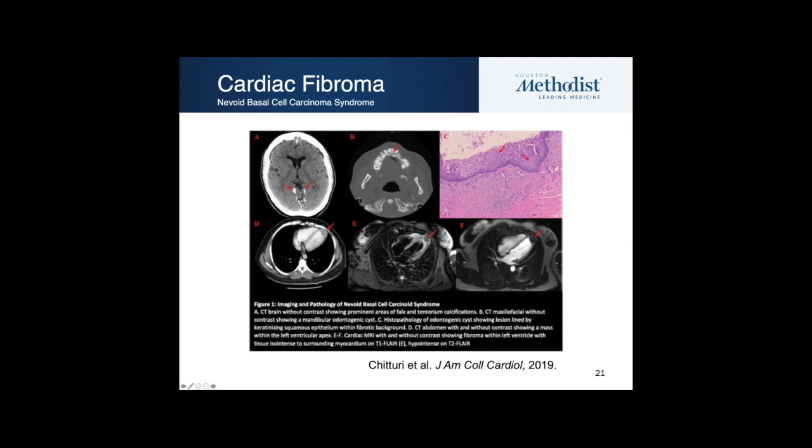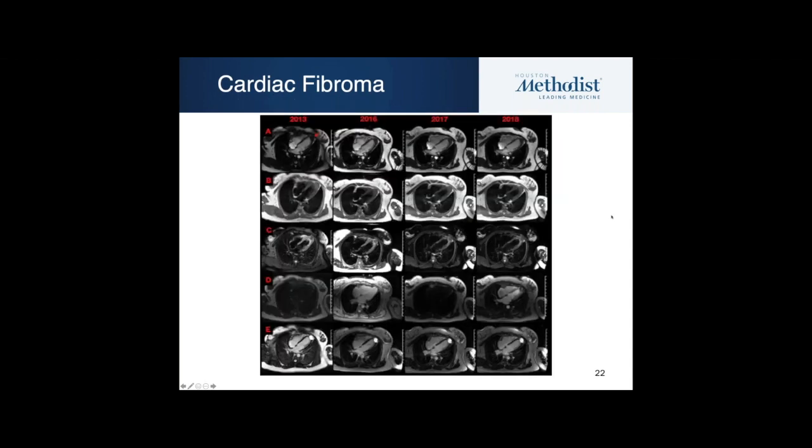And this mass was further characterized with cardiac MRI showing a likely fibrotic tumor with tissue that's isointense to the surrounding myocardium on T1 sequence and hypointense on T2. So we monitored this patient over a period of 5 years, and you can see the different sequences of cardiac MRI, and you'll see that this tumor was very indolent, literally staying the same mass volume over the past 5 years.